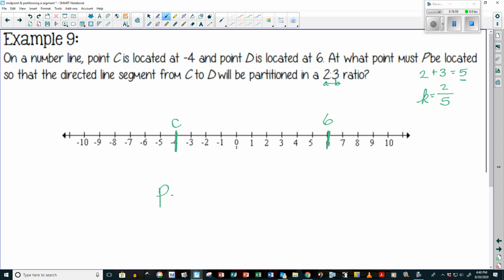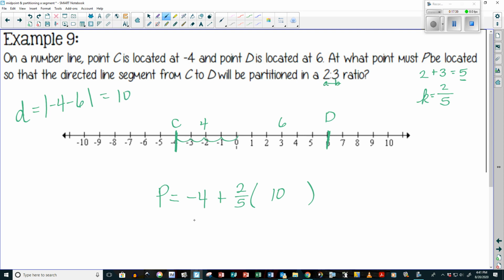So point P is located at your first number, -4, plus 2 over 5 times the distance between C and D. And I don't know why I wrote that as a 6. That should be the letter D. So the distance, all right, so remember the distance, how far is it from -4 to 6? So we got to go 1, 2, 3, 4. So there's 4 steps from -4 to 0. And then from 0 to 6, there's another 6. So the distance is 10. Okay, so your distance is the first number minus the second number, and it's the absolute value.